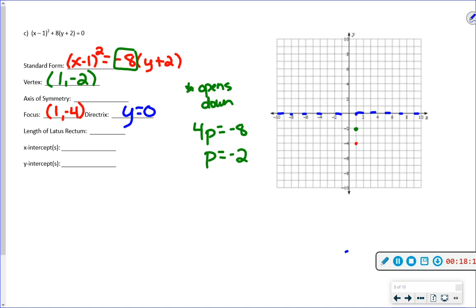What is the length of the latus rectum? 8. Whatever 4p equals. I don't need the negative. I just want to know the total distance. 8. So from your focus, I want to make a width of 8. So right 4, left 4.